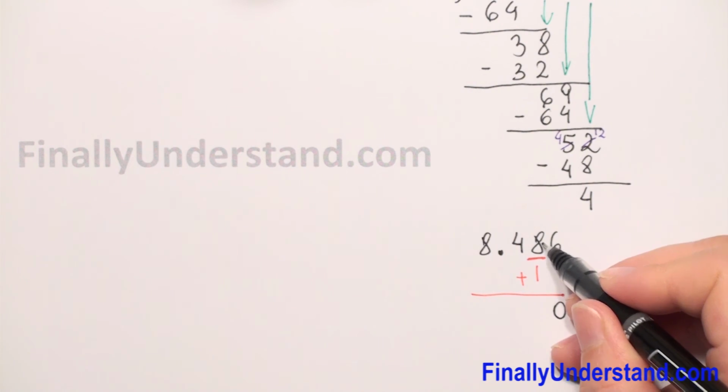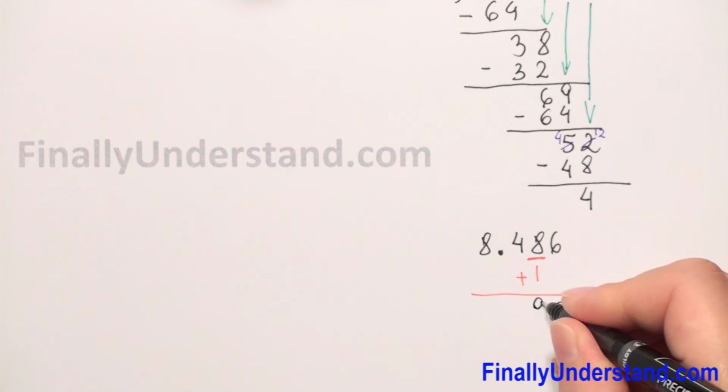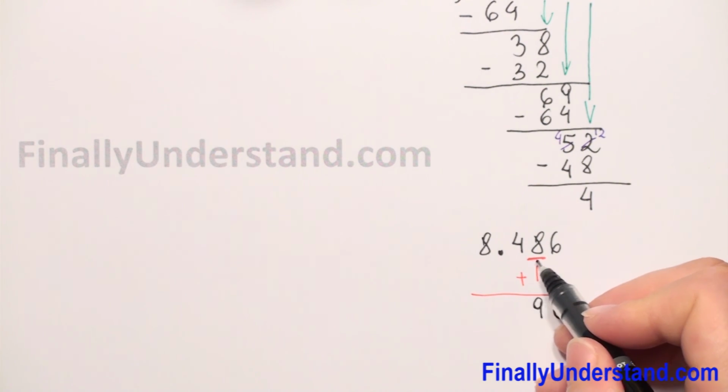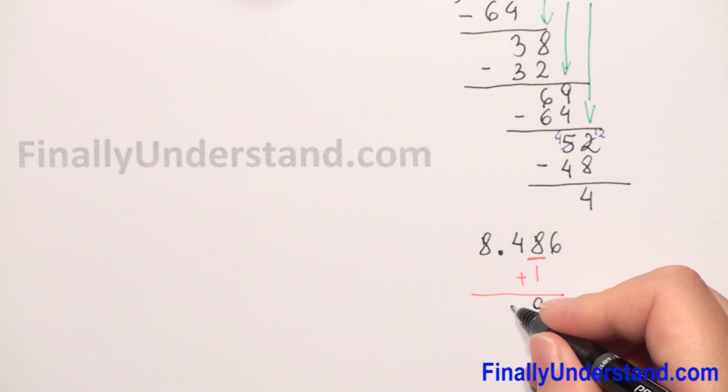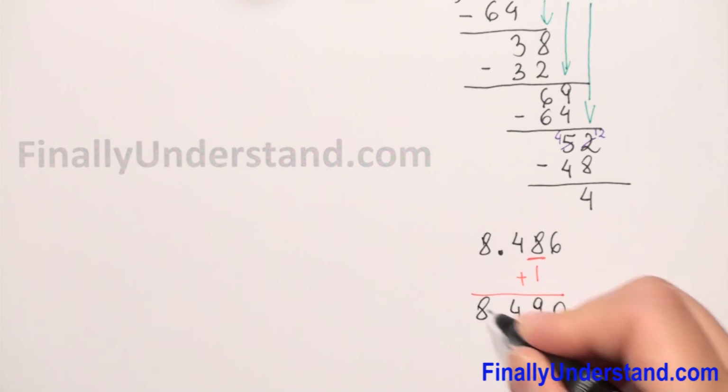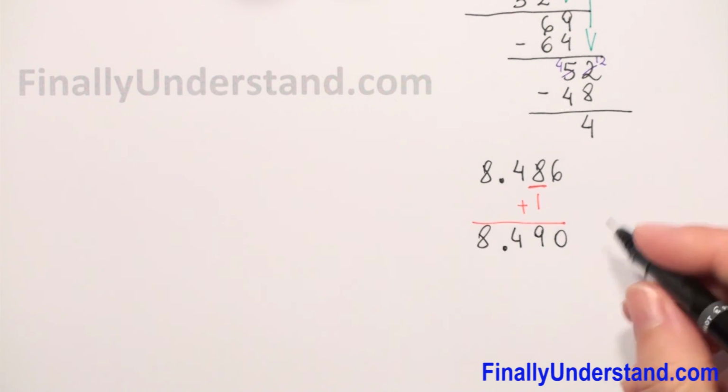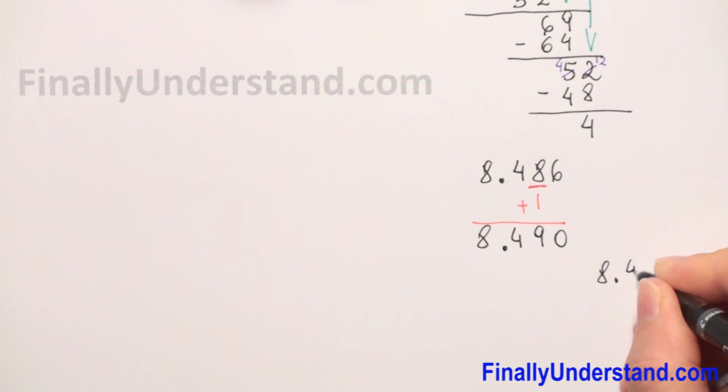And now we have to do addition. 8 plus 1 is 9. And whatever we have before our underlined digits, we have to copy. So 8 decimal point 4. So our solution will be 8 decimal point 49.